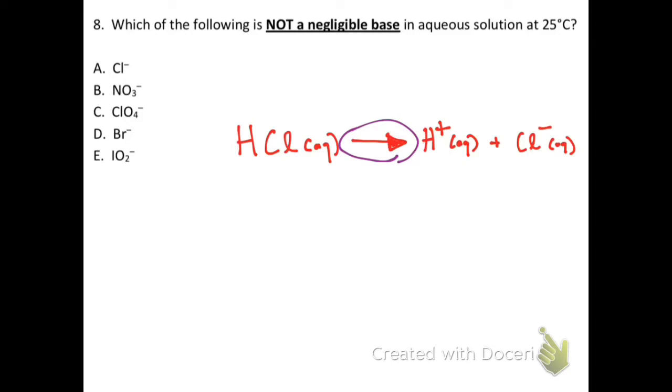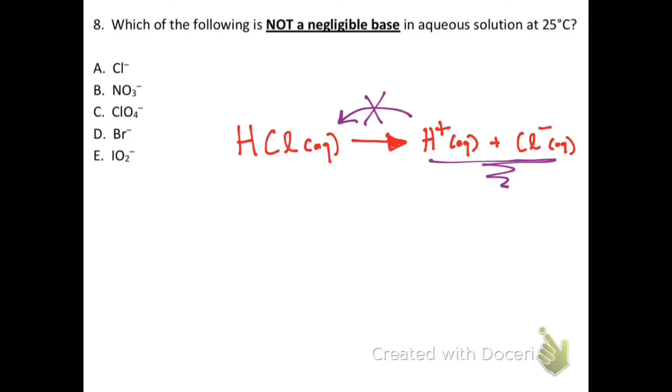This is a one-way street. HCl will break apart into H+ and Cl- in aqueous solution, but these things do not have a way of going back. So Cl- can't even grab onto a proton that's floating around freely in aqueous solution. Is there any way that's going to be able to hydrolyze water? Yeah, no, not so much.